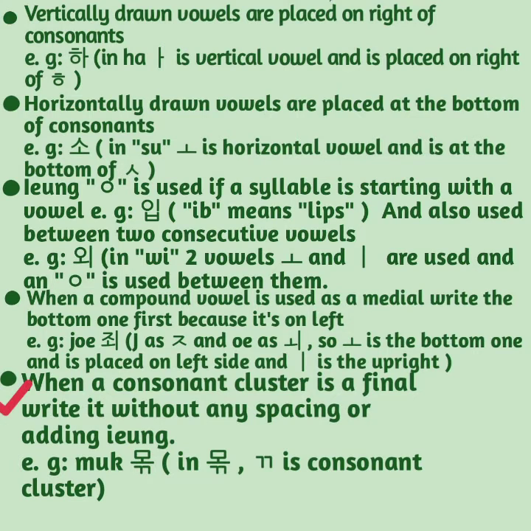Next one, when a consonant cluster is a final, write it without any spacing or adding iyong. जब consonant cluster final के तौर पे आए तो उसके दरमियान कोई spacing या फिर कोई iyong नहीं लगाते. For example, muk. In muk, the last one is a consonant cluster. As I've told you, I will talk about the consonant cluster later. So this is an example of a consonant cluster.